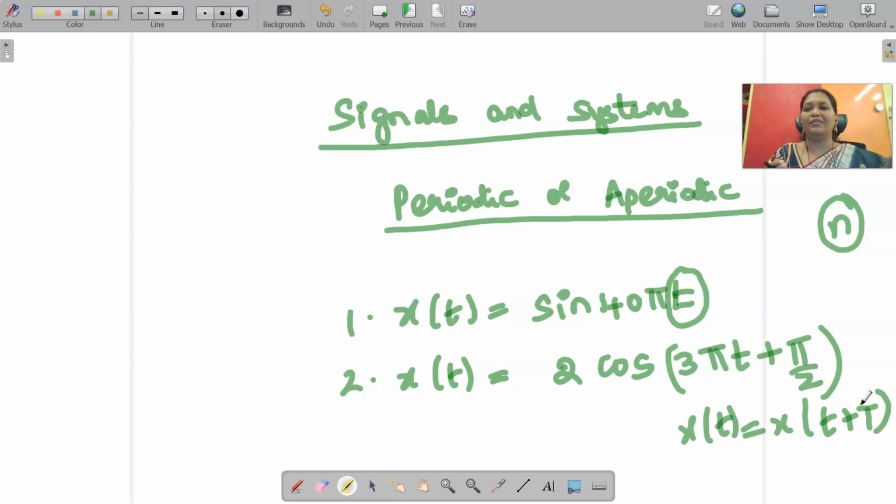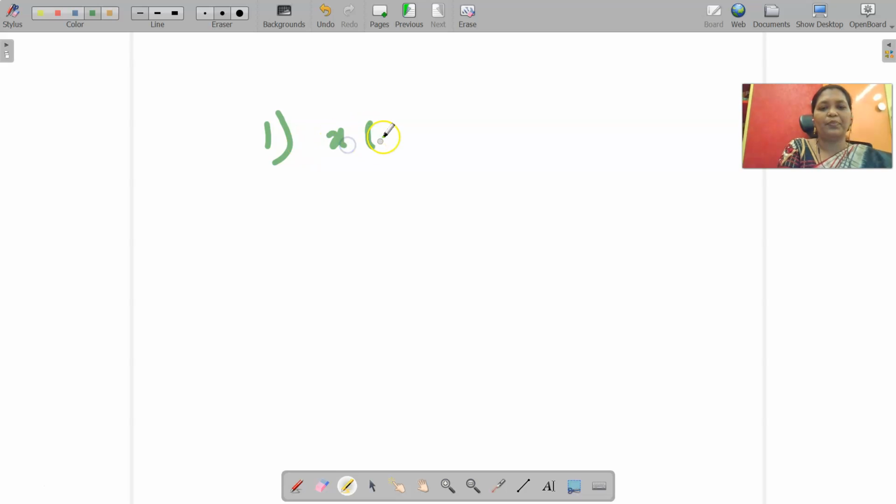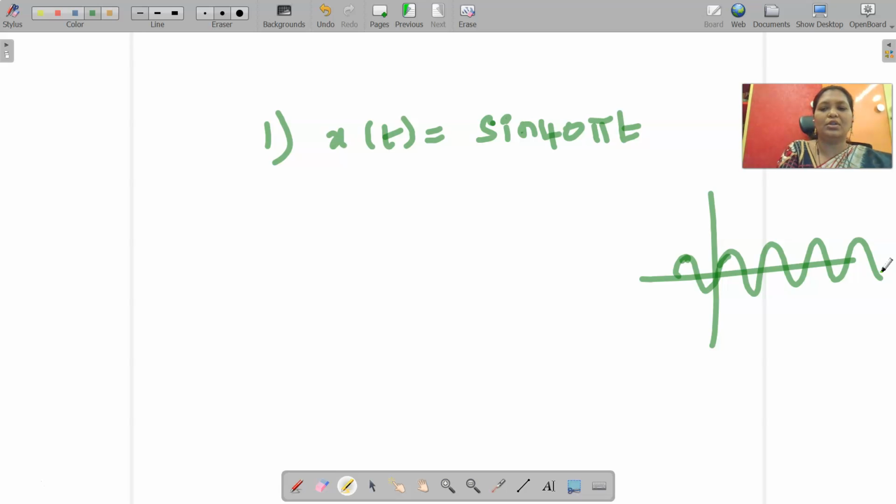And how to determine then the fundamental time period? In the problem they will ask to determine whether a signal is periodic or not, and if it is periodic, we have to find out the fundamental time period. So the first example is sin 45t. As I said, generally the sinusoidal signal is a periodic signal. Why? Because in general we have a waveform like this, so definitely it is a periodic signal.